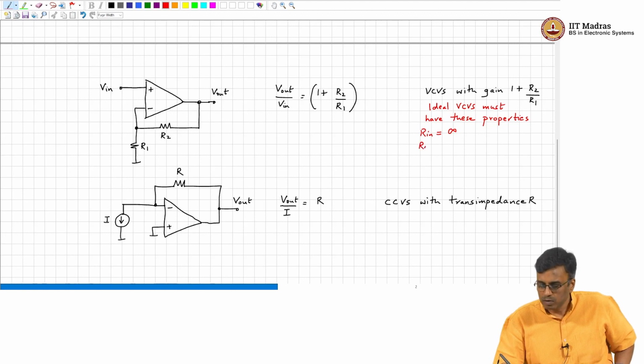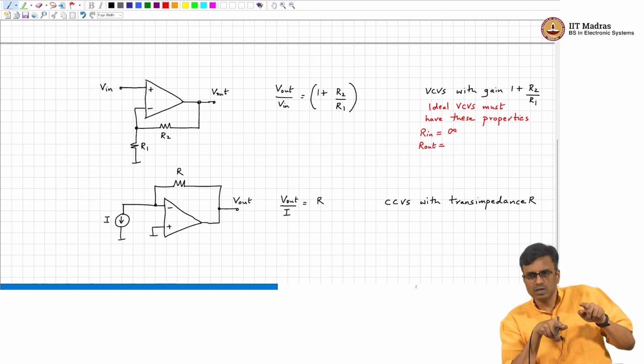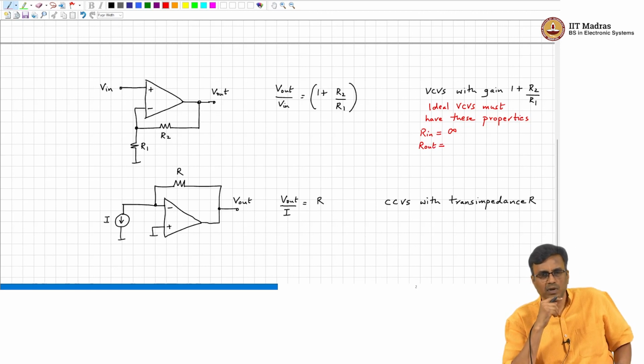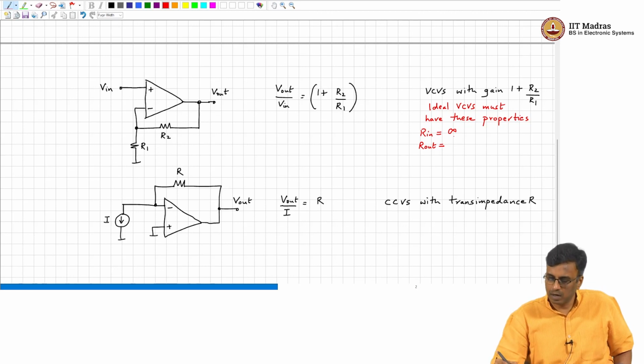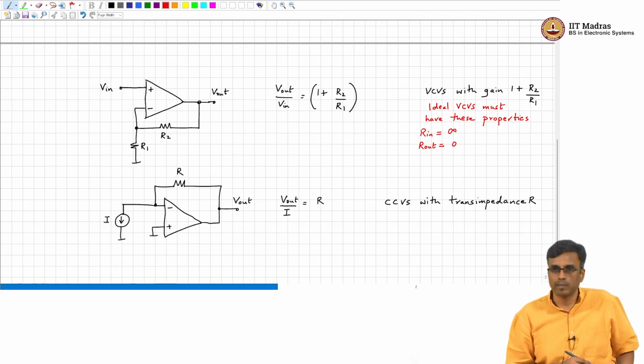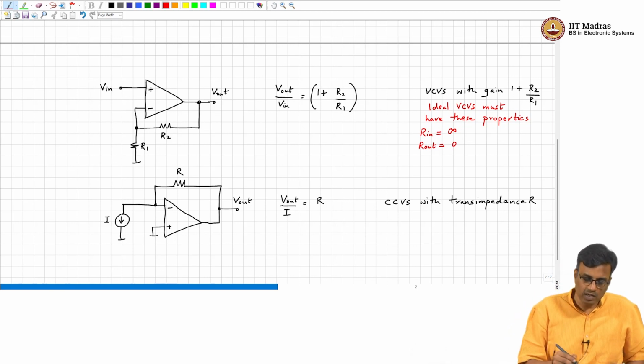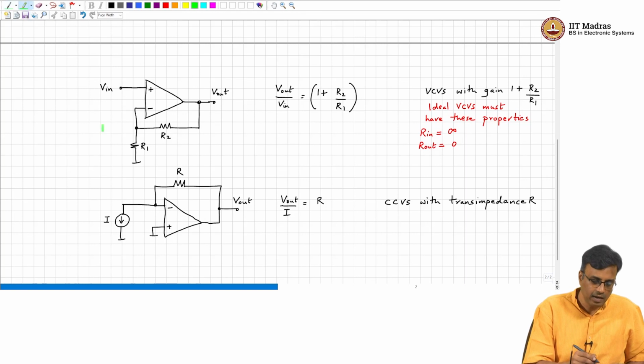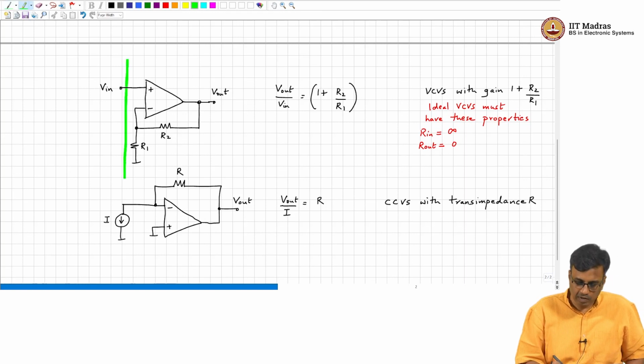What about R out? It is a voltage source. So, basically the voltage source must not change when you change the load across it. So, the output impedance must be 0, all right. Now, let us see if our voltage controlled voltage source indeed has these desirable properties. So, this is our VCVS.